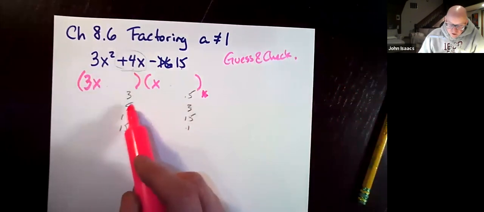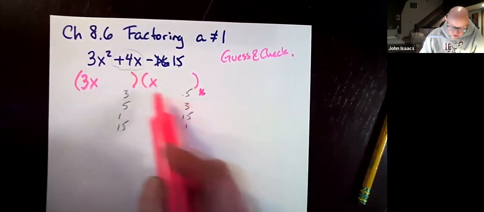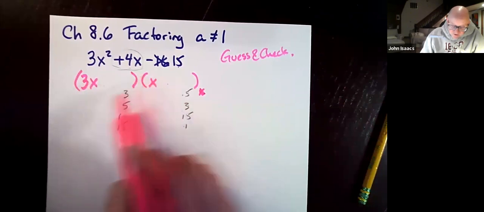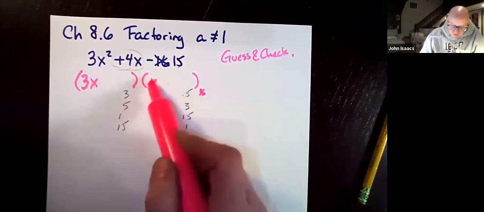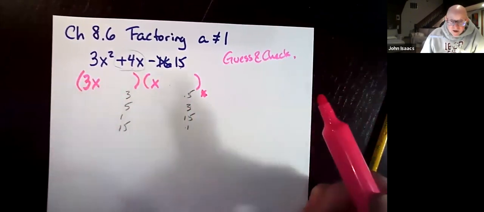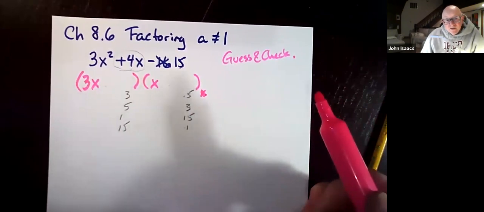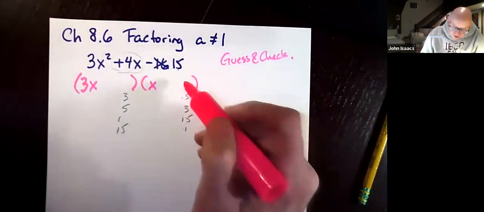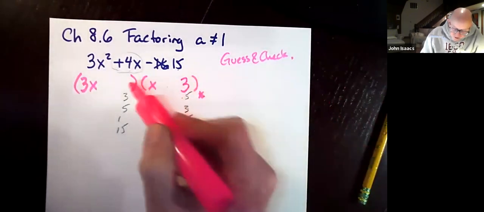Here, we're going to have a 5x and a 9x. So when we do the inners, we get 5x. We do the outers, we get 9x. Oh, well, 5x and 9x, the difference of those will be 4x. So we're going to go with that. I'm going to put the 3 in here, and put the 5 in here.